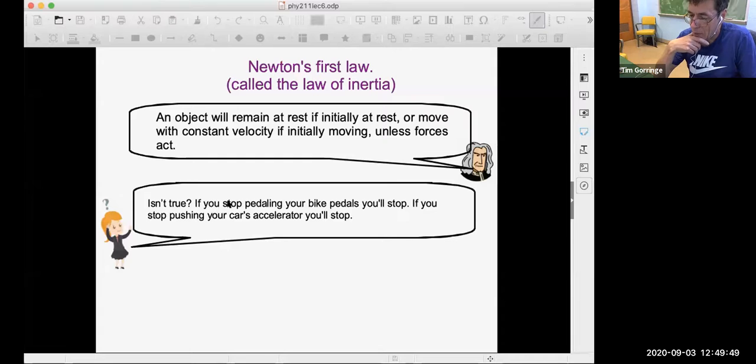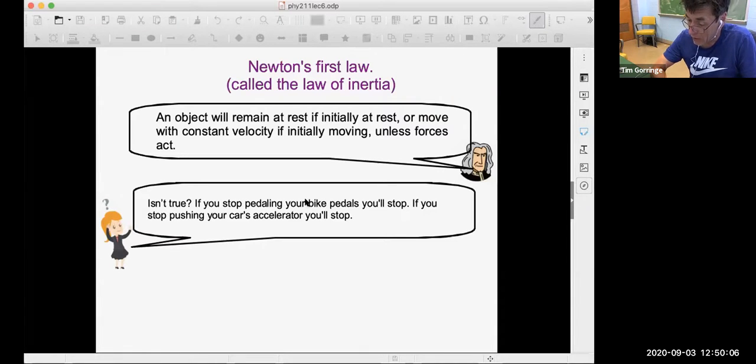I was riding my bike to school today, and if I stop pedaling, my bike comes to a stop. If I stop exerting a force on the pedals, my bike changes its motion. Me and my bike come to a stop.